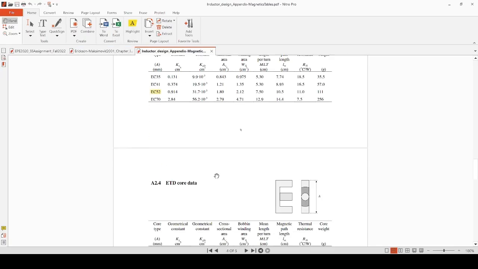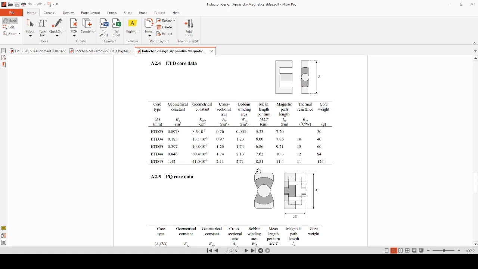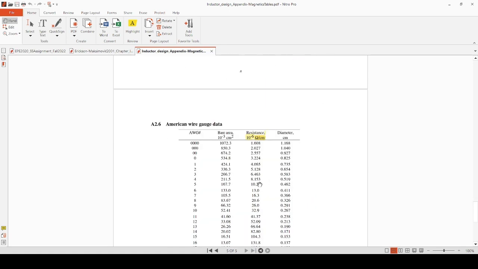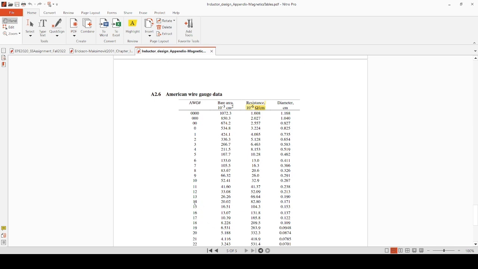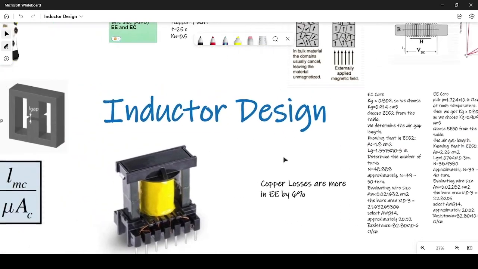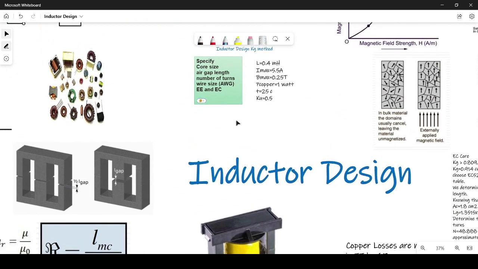Looking for a smaller value, just smaller. No, you cannot go to 2 from 21. You go for a slightly smaller value, the most suitable one. So you have here AWG14, 20.02, with the same resistance. It is the same wire once again. So we have specified everything, every single point required in the problem.